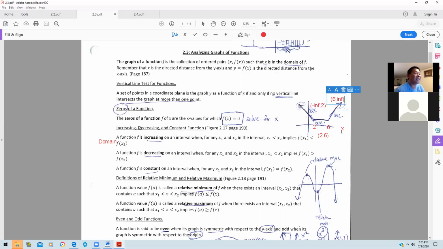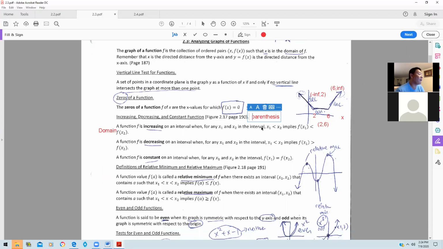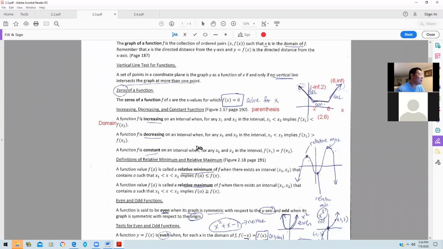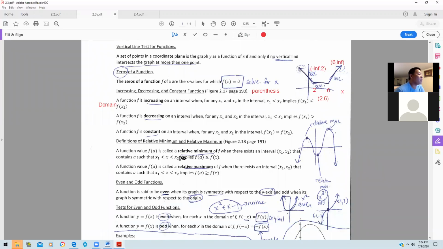We always use the x, the domain, and you also always use parentheses. I know sometimes you see a bracket, but for increasing, decreasing, constant, we always use parentheses. We never use brackets in this case. Relative maxima and relative minima. Relative minima means it's a turning point, and the turning point is on the lower side.